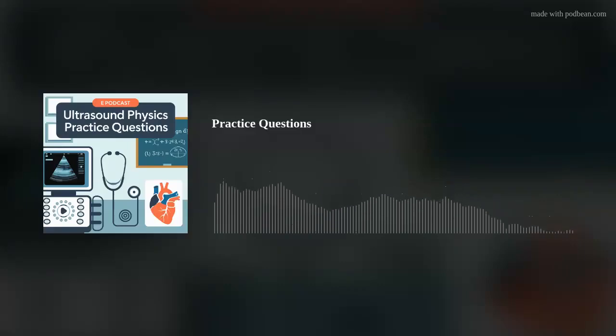Gears and talk about Doppler. I've got a bunch of questions about Doppler shift, how it's used to measure blood flow. Can you explain that in a way that makes sense?